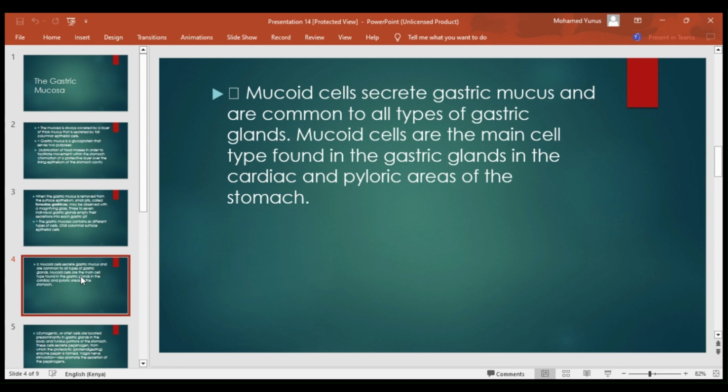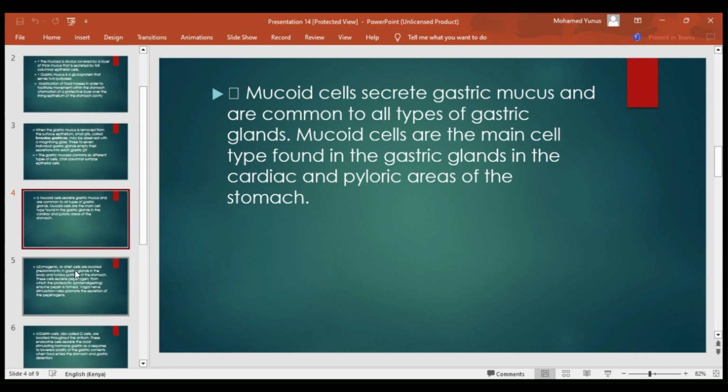And mucoid cells are the main cell type found in the gastric glands in the cardiac and pyloric area of the stomach. The cardiac and pyloric areas of the stomach are where the sphincters are located. The cardiac is the sphincter between the esophagus and the stomach. Then we have the pyloric, that's the sphincter between the antrum and the jejunum.